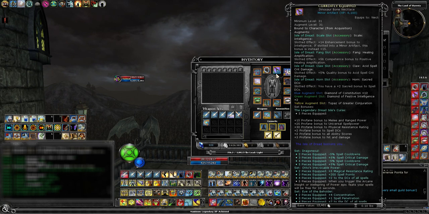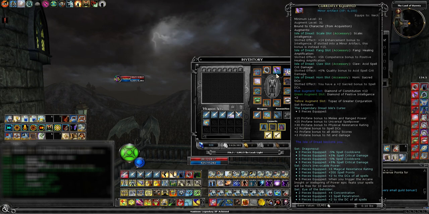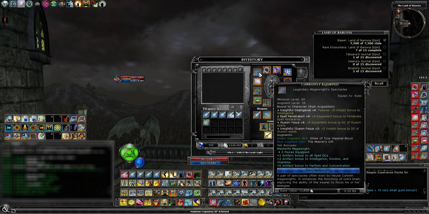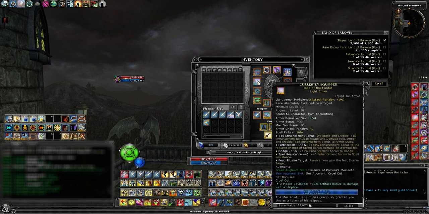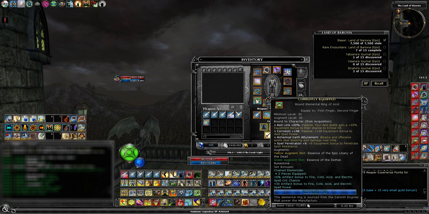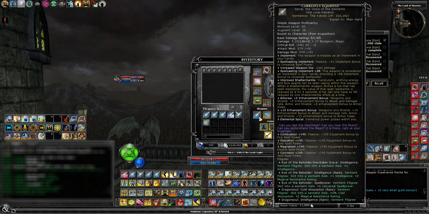My necklace is Int, heal amp, crit damage, sacred DCs. My trinket is 5 rings, quality Int, spell sight, resistance, false life. Goggles are mage rites set, as well as my cloak. My armor is the Hide of the Hunter. This gives me 100 MRR cap, as well as frees up a feat. My rings, I'm using Lightning Ring for 5 DCs, and Acid Ring because I'm acid specced. My main weapon is Spiral.